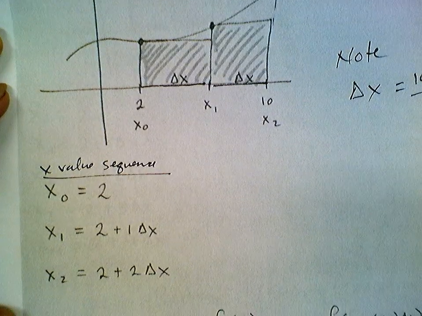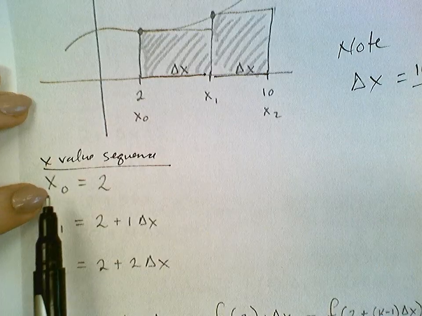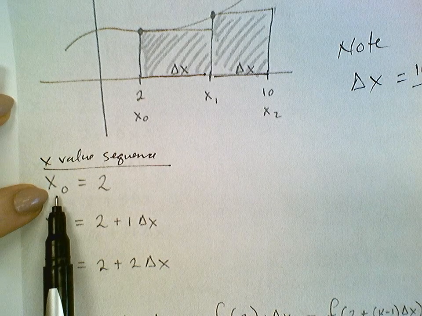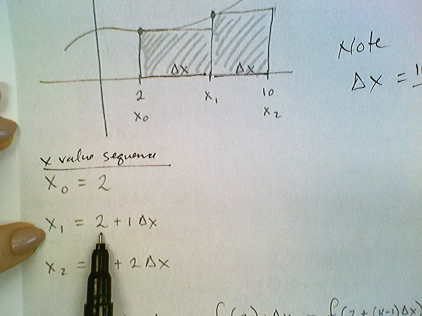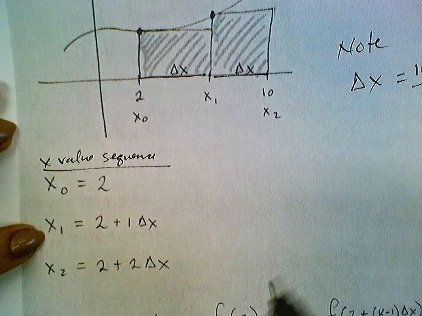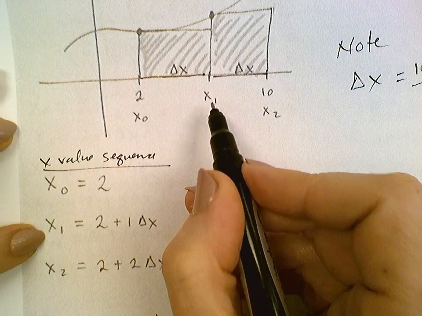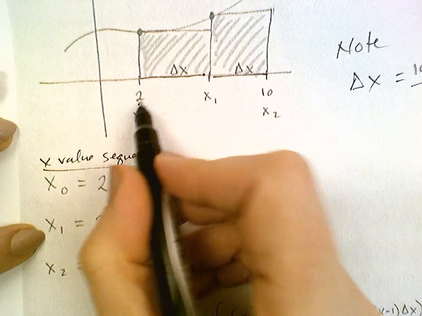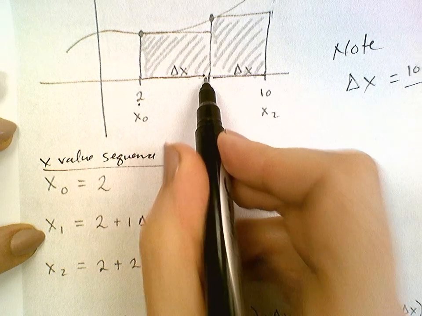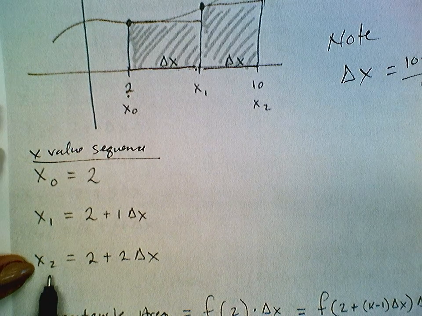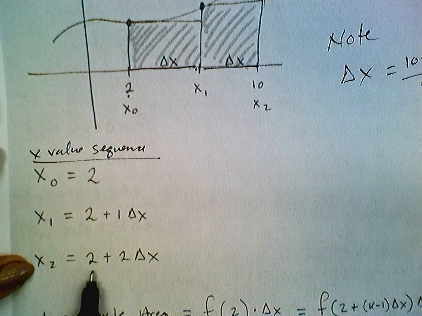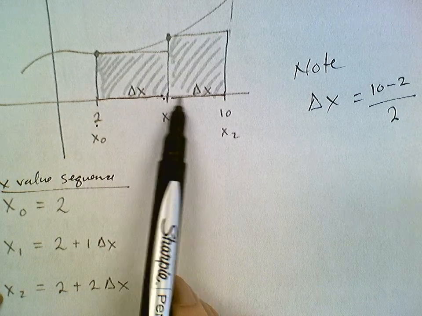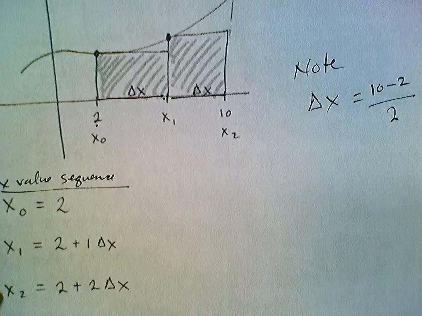I'll call this the x value sequence, and you should take notes with me. The x value sequence goes like this. x sub 0 is 2, x sub 1 is 2 plus 1 delta x. So to get to x sub 1, you take 2 and then add 1 delta x. x sub 2 is 2, the initial endpoint, plus 2 delta x's.